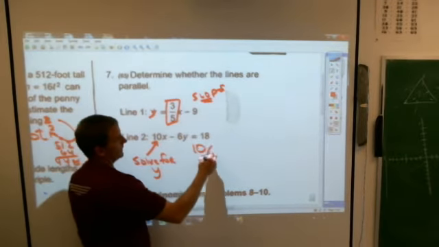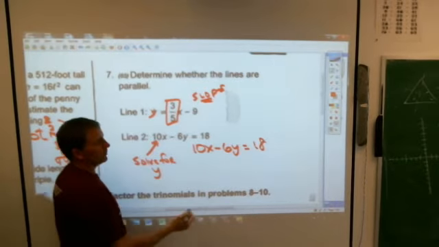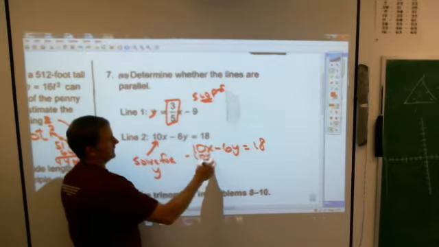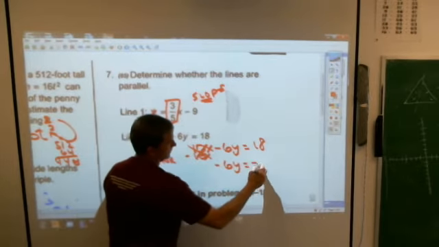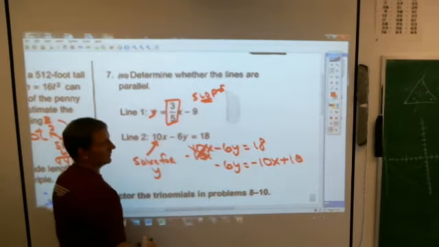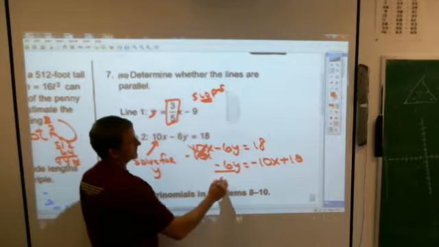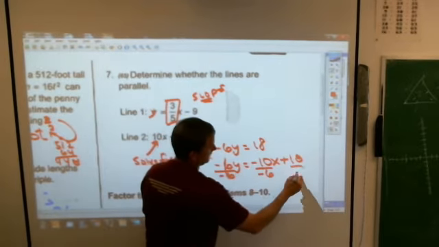So 10x minus 6y equals 18. If I'm solving for y, I subtract 10x. If I subtract 10x, I end up with this, because I try to keep it in standard form. And then how do I get y by itself? Divide by -6, divide by -6, divide by -6.